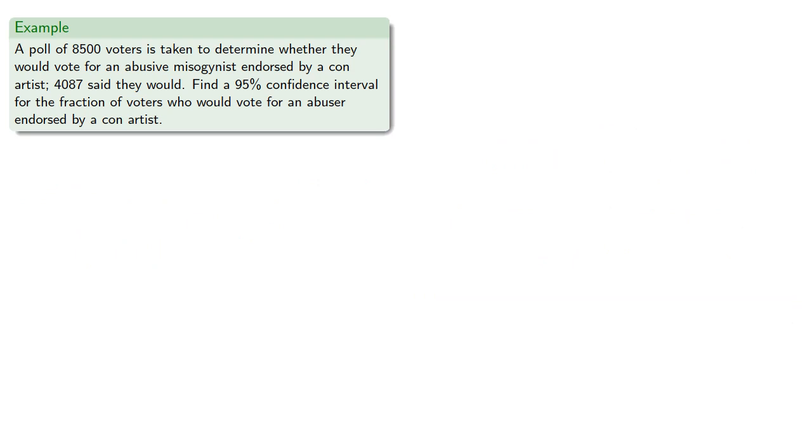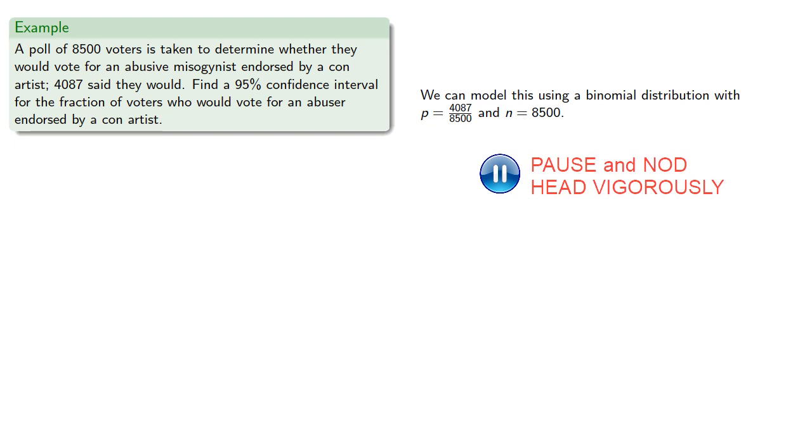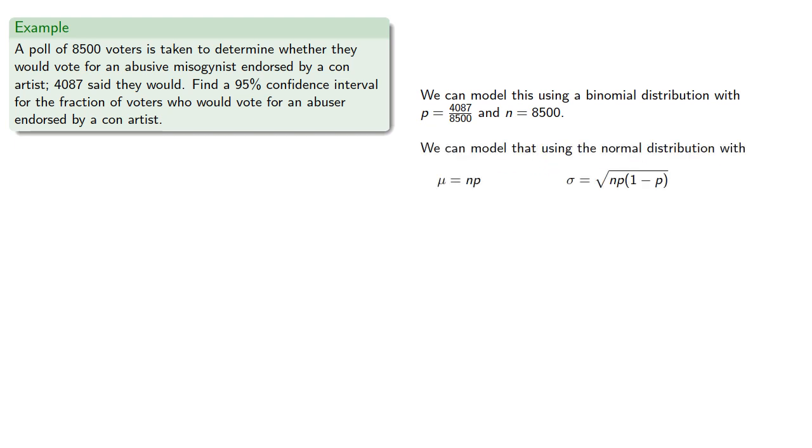For example, suppose a poll of 8,500 voters is taken to determine whether they would vote for an abusive misogynist endorsed by a con artist. 4,087 said they would. Let's find a 95% confidence interval for the fraction of voters who would vote for an abuser endorsed by a con artist. We can model this using a binomial distribution where our probability of success is our empirical probability, 4,087 out of 8,500, and the number of trials is 8,500. And we can model that using a normal distribution with mean and standard deviation.